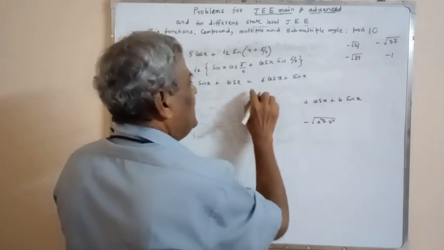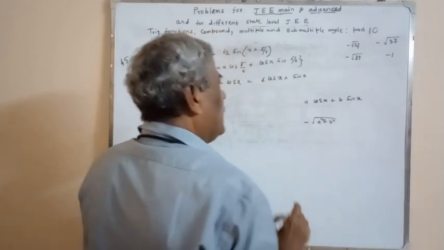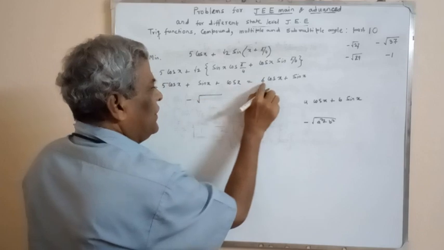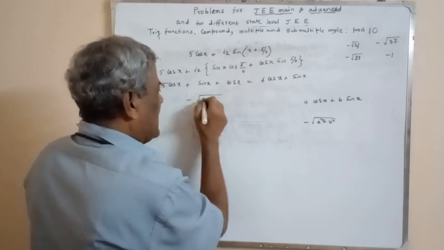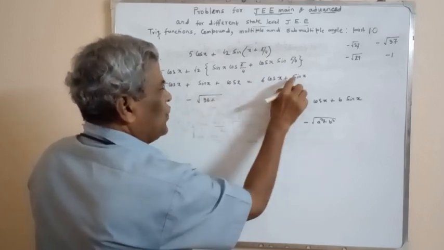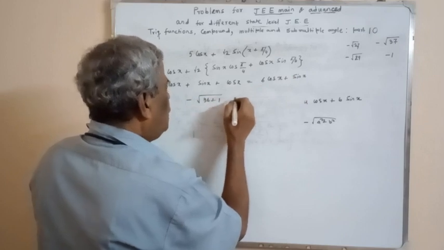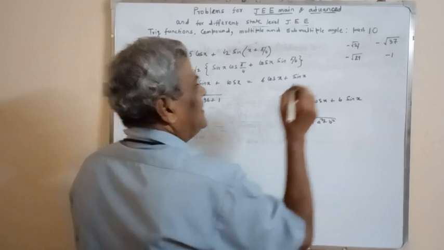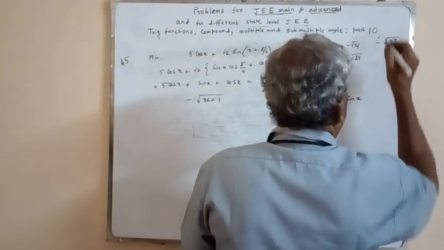Now it is of the type this. So its minimum value is minus root over of a squared, that is 36, plus b squared, that is 1. So minus root 37 is our answer. So option B is correct.